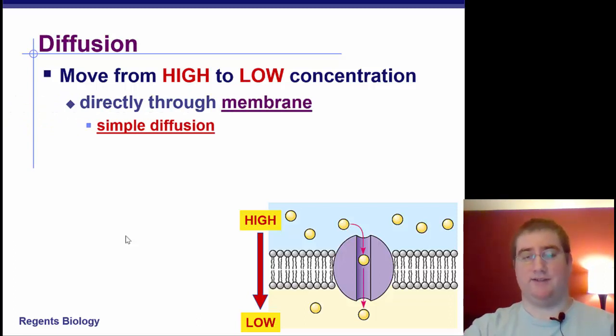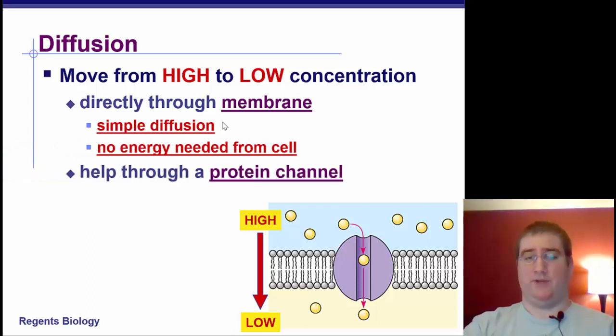When you move directly through the membrane, that is known as simple diffusion. So these tiny non-polar molecules, these tiny fat molecules, go through simple diffusion, can go directly from high to low, through the wall, through the membrane, no door needed.